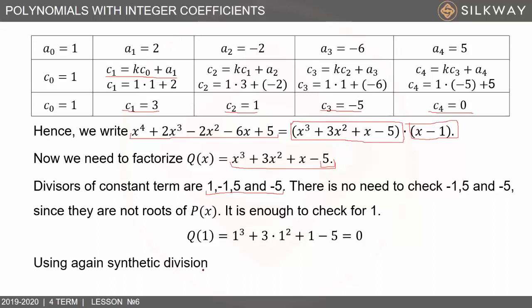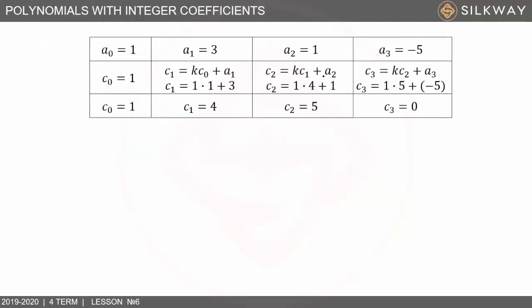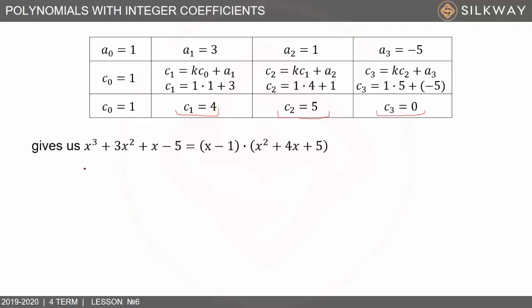Using synthetic division again, we draw a table here and write the coefficients of q of x, yes. By solving this one, here will be c1 is equal to 4, c2 is equal to 5, and c3 is equal to 0. And then it gives us this expression is equal to x minus 1 multiplied by x squared plus 4x plus 5. This one we get from this table.